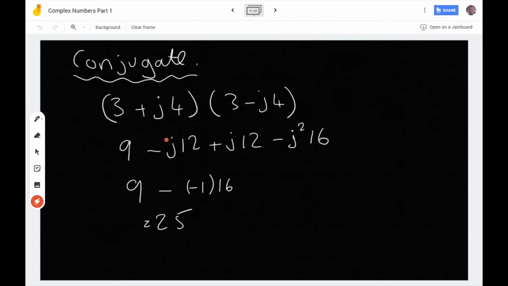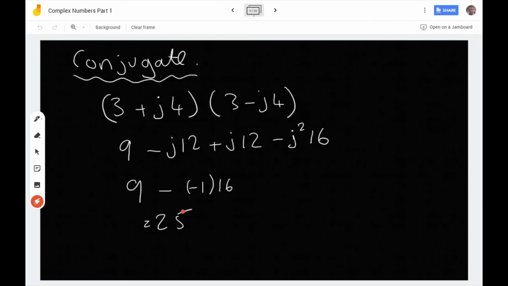So here we introduce the concept of the conjugate, which is the opposite, if you like, of a complex number, the opposite type of complex number to the one you're interested in. So the one we're interested in in this case is 3 plus j4, and the conjugate is 3 minus j4. And what this conjugate does, if we multiply the original number by its conjugate, we end up with a number. So this is another way of getting rid of the j, so we end up with something we can actually do something with.